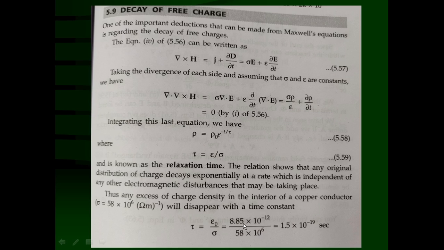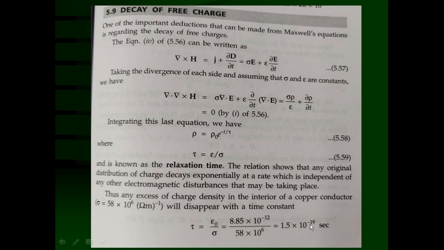8.85 is approximately 9 and 5.8 is approximately 6. So this numerator and denominator we can write like 9 upon 6, that comes out to be approximately 1.5, and this 10 raised to 7 will come into the numerator. That means the multiplying power is going to be 10 raised to minus 19 second. So relaxation time tau is in the order of 10 raised to minus 19 second.